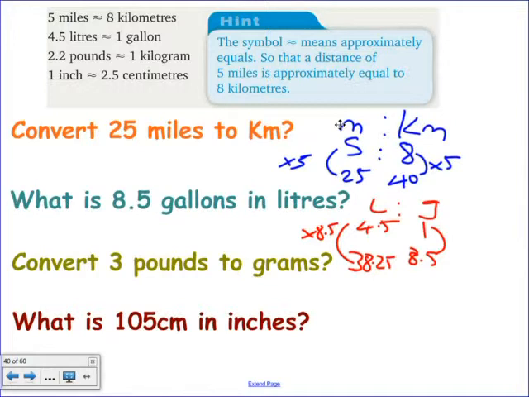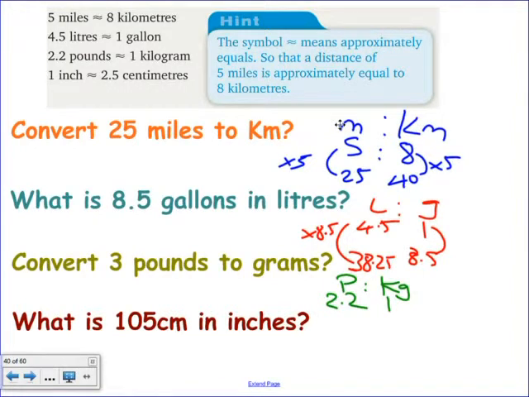I used 1,000 instead of 1. So I did pounds and kilos, my two columns. Do the kilograms first. So what have I got? 2.2 pounds to 1 kilo. We know that because we've been given it.